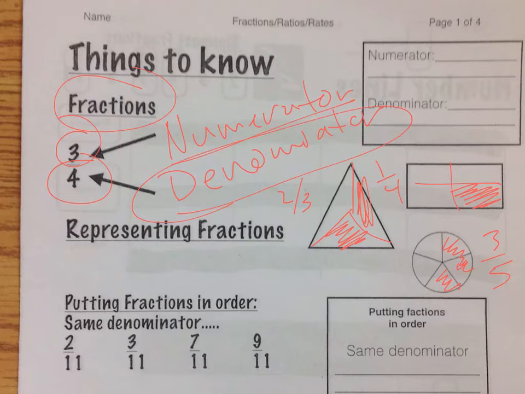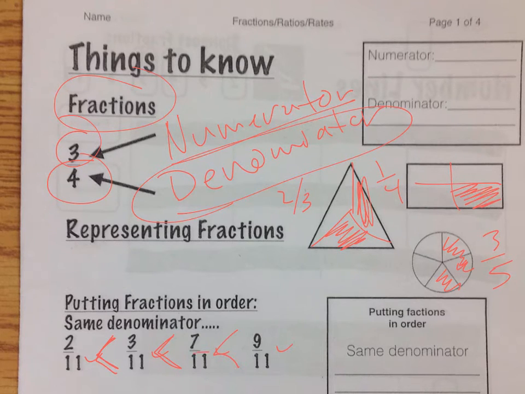Let's go on to putting fractions in order. If you've got the same denominator, this time all these fractions have to do with 11ths. So whatever the whole is, it's cut up into 11 pieces. Here's 2 of the 11, 3 of the 11, 7 of the 11, and 9 of the 11 pieces. So 2 over 11 and 3 over 11, this one is obviously greater. And then this is greater, and this is greater.